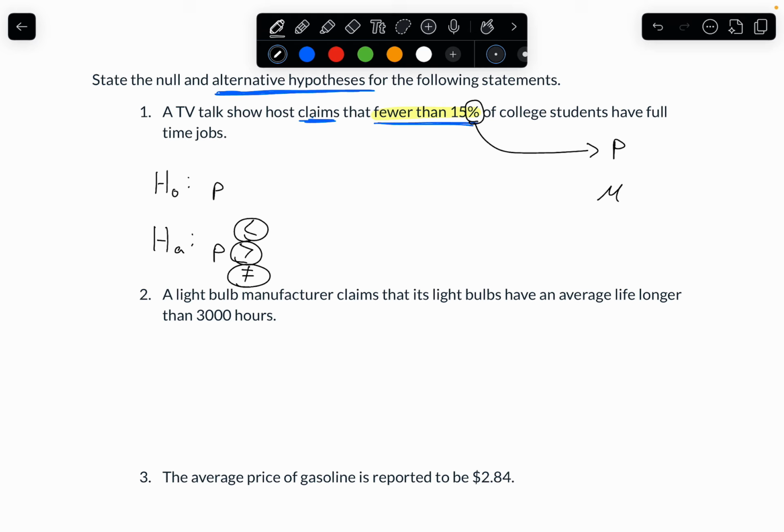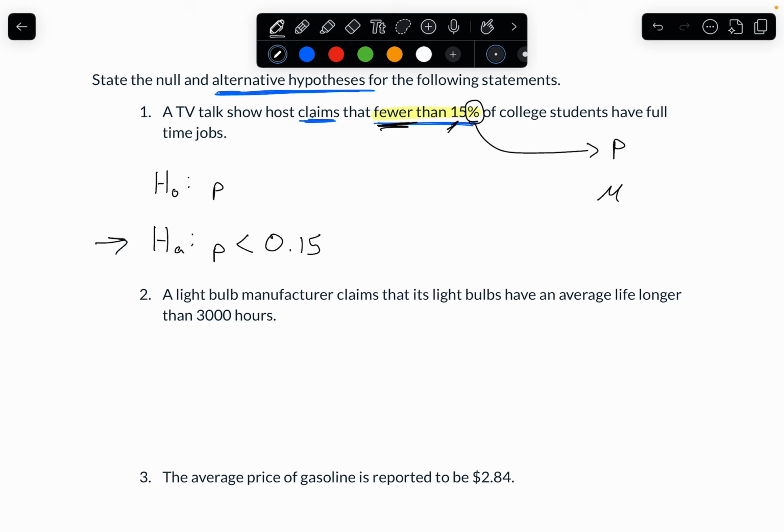And the way that we make this determination is based on the question or the claim that's being made in our problem. So in this case, we said fewer than 15%. So I'm looking at that fewer than. Fewer than sure makes me think of less than. So we're talking about less than. In this case, we're talking about 15%. We're always working with percentages as proportions, so I'm just going to make sure that I write that 15% as a proportion, which would be 0.15. So my alternative hypothesis is P is less than 0.15.